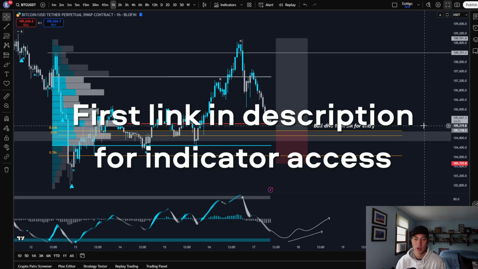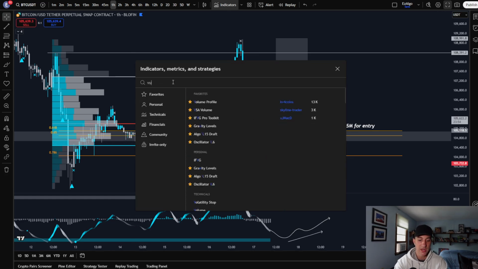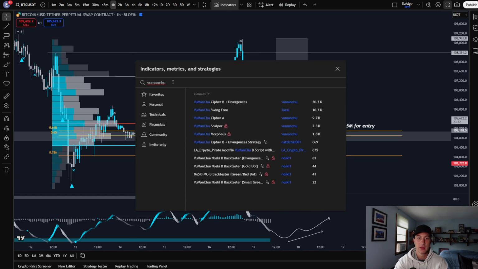Now, if you guys don't want to get my own custom oscillator, there is a free alternative. If you come up here to indicators, come down to community and type in Fu Manchu, Cypher B, and divergences. Okay, this is a free alternative. There are some downsides to Fu Manchu, Cypher B. Okay, the divergences are a little bit laggy. They're not real time. All of our divergences inside of the EzOscillator are real time, meaning they're non-lag, they're non-repaint.